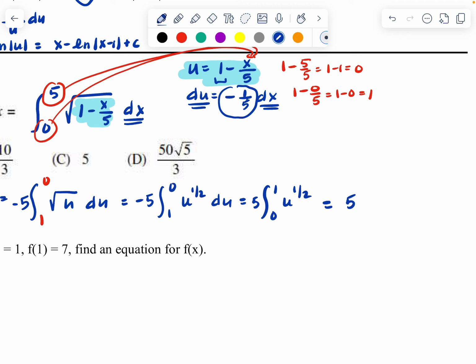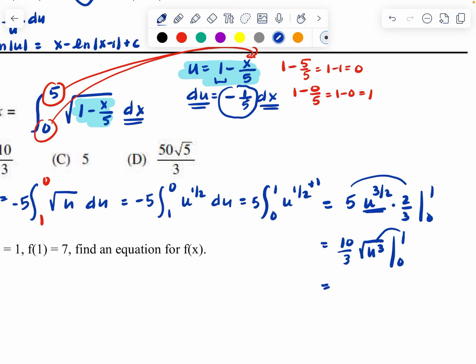So this is 5. If I add 1, I'm going to get u to the 3/2, but then I have to multiply by the reciprocal, which is 2/3 from 0 to 1, which is, let's go ahead and multiply this thing out. 5 times 2, that's 10 over 3. And then if I plug in a 1, actually, let's just rewrite it. I'm doing too many steps here. This is u to the 3/2. U to the 3/2 really means the square root of u cubed, evaluated from 0 to 1.